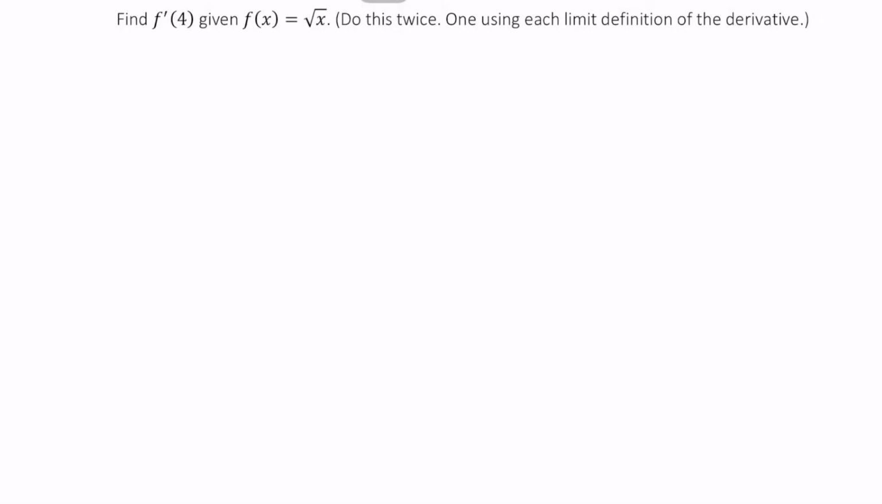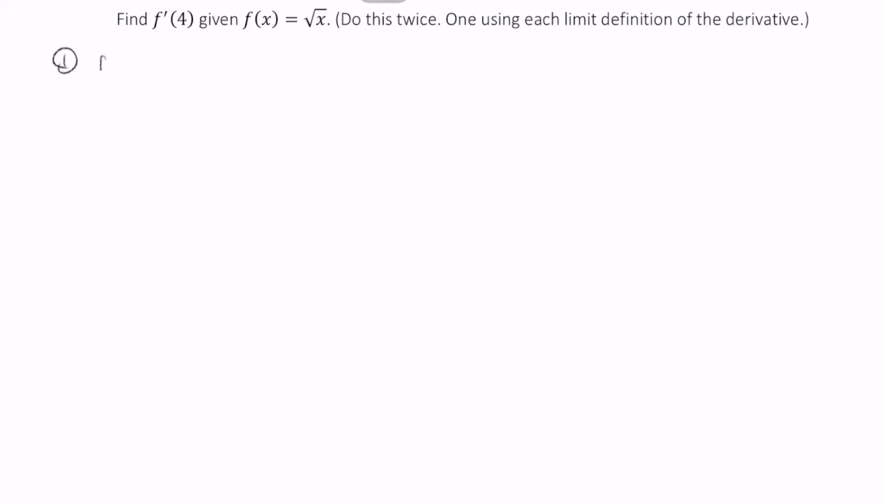Welcome. In this video, I'm going to show you how to find the derivative of this function, f of x equals the square root of x, when x equals 4. That is, we'll be finding the slope of the line tangent to this curve f at x equals 4. And we're going to use, again, two different definitions.